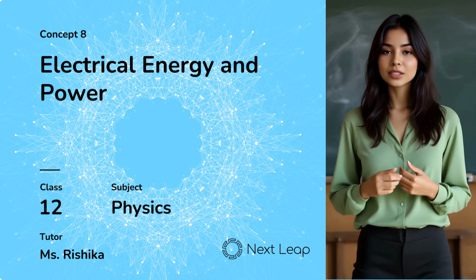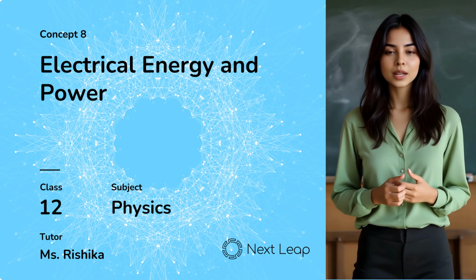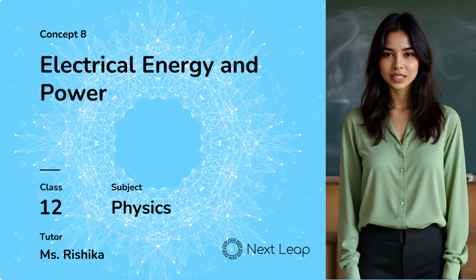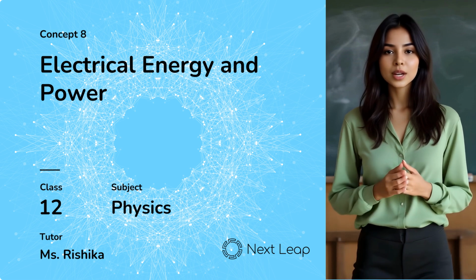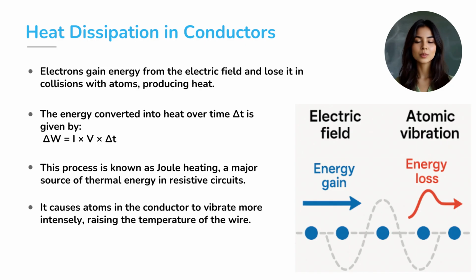But reality isn't so generous. Charges constantly bump into atoms in the wire, and that energy becomes heat. That's why wires warm up when current flows. Now let's talk about where that lost energy goes, into heat. This is the magic of Joule heating.